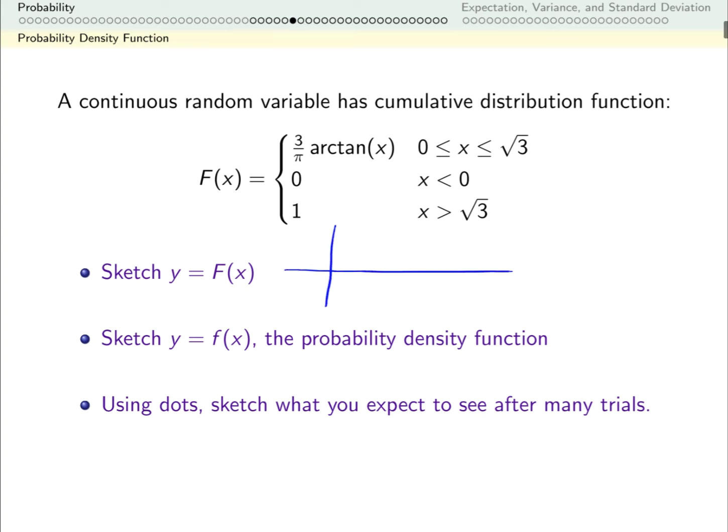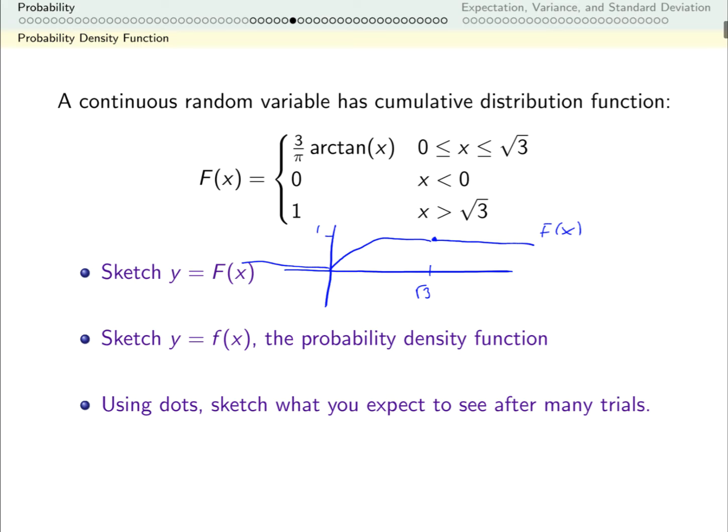Arctangent is something whose shape you should know. Generally looks like this. We're only concerned with it on the right. This is the square root of 3. You can check that arctangent of square root of 3 is pi over 3. So this is just 1. On the left it is 0. So there's big F of x, our cumulative distribution function.